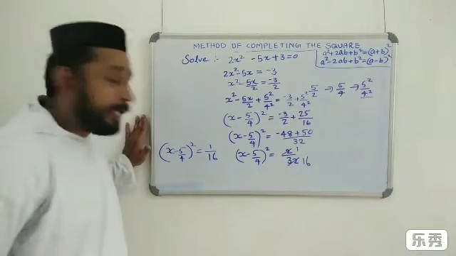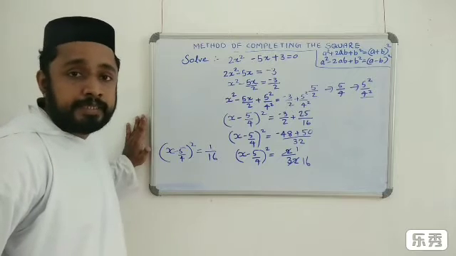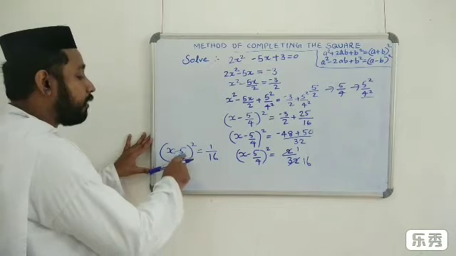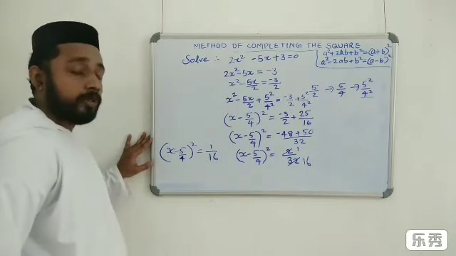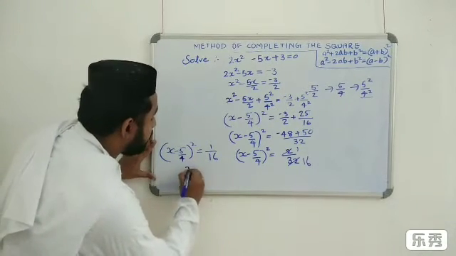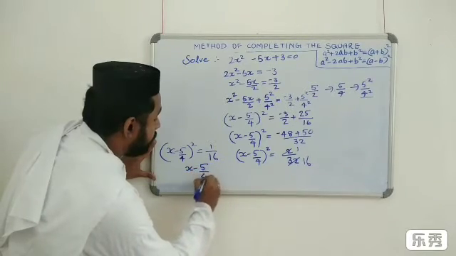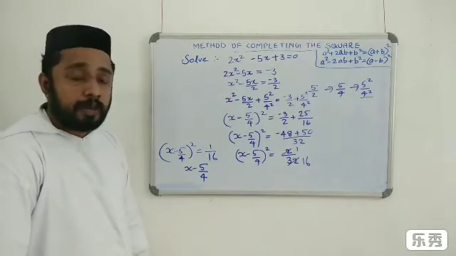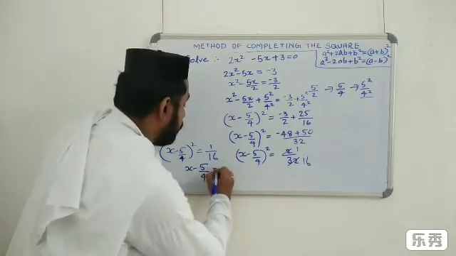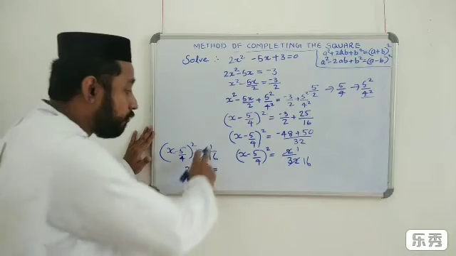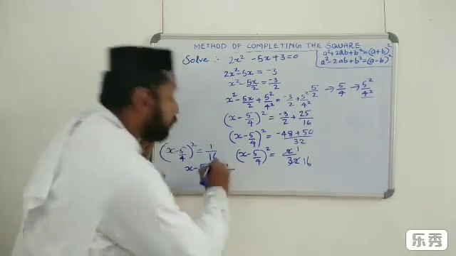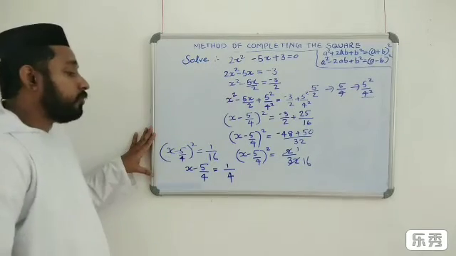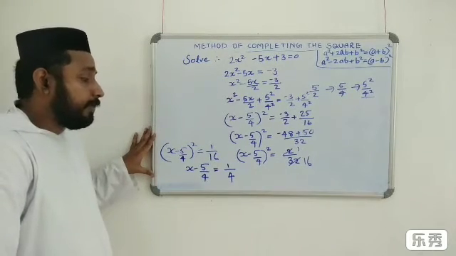The next step is taking the square root on both sides. When we take the square root of (x − 5/4)², the square will go. We will get x − 5/4 equal to root of 1/16. The root of 1 is 1, and the root of 16 is 4, because 4 squared is 16. Therefore, root of 1/16 is 1/4.